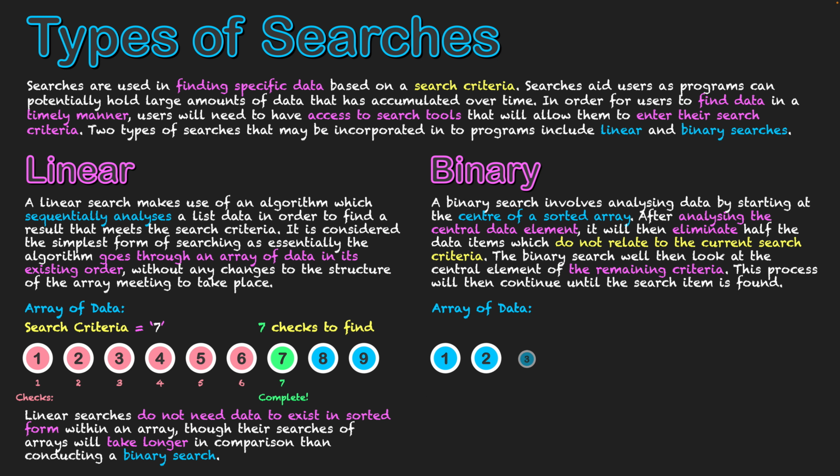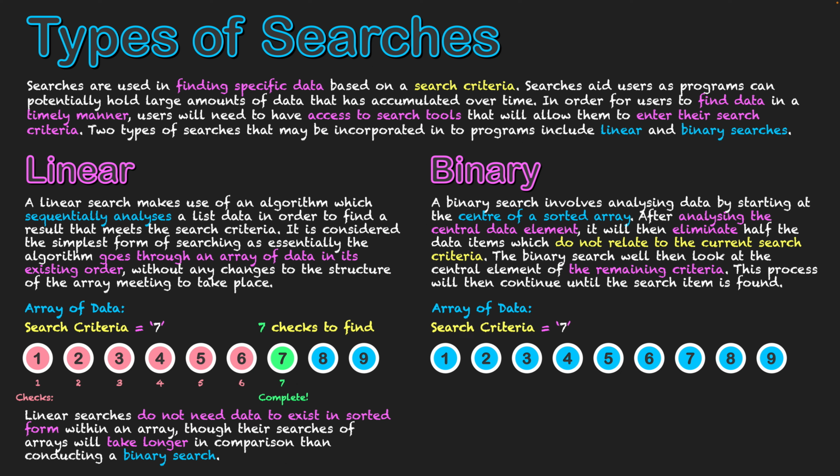Let's use my same array once again. Obviously it is sorted, and it has to be sorted for this to work. Once again, we're looking for the number 7 and we're going to tally our checks. The central point here is the number 5. Check 1 will take place there. Then it compares 5 to our search criteria. Well, 7 is greater than 5, so it's going to eliminate the numbers 1 through 4. 7 does not fall in that area, and that's why the data must be sorted.